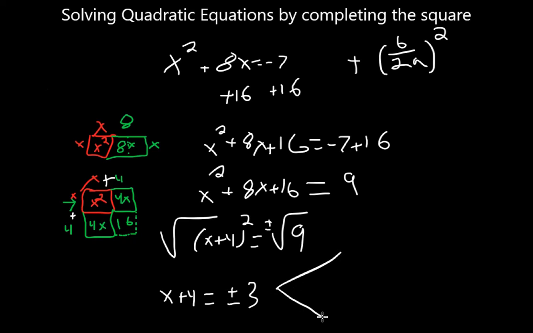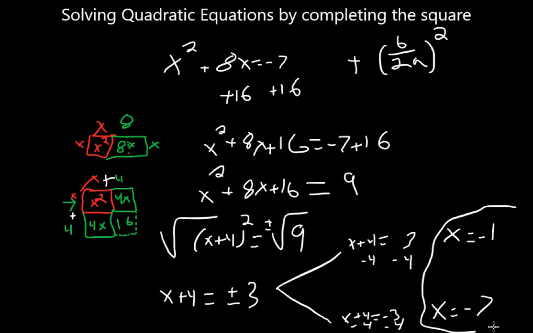The tricky part here is remembering that this means we have two equations. One is x plus 4 is equal to positive 3, and the other is x plus 4 is equal to negative 3. Now we're going to subtract 4 from both sides to get x equals negative 1 here, and we're also going to subtract 4 from both sides to get x equals negative 7 here, and those would be our two solutions.